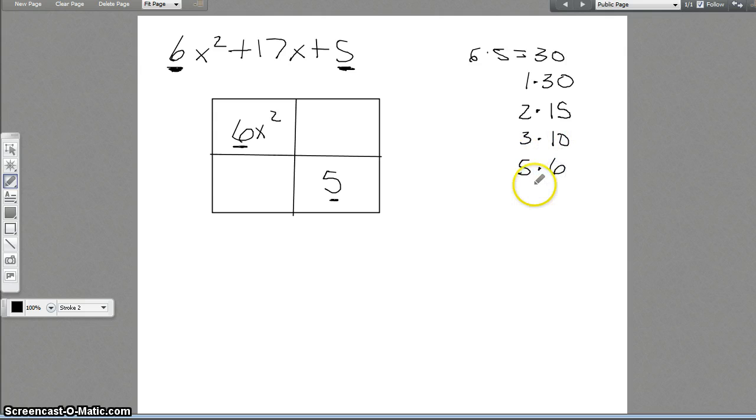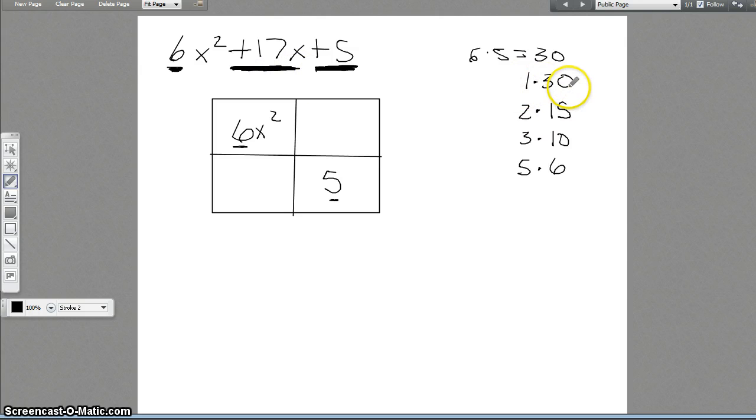Now, to decide which factor pair we're going to use, we have to look at our signs. We have a positive sign in front of our 5. So that means that we have to multiply either a negative number times a negative number, or a positive number times a positive number. So now we look at the sign for our middle term. It's positive. Since our middle term is positive, that means we know that we have to have two positive terms. So we're going to find the pair of factors that will add to give us the coefficient in front of our middle term. So we want to find the pair of factors that adds to 17.